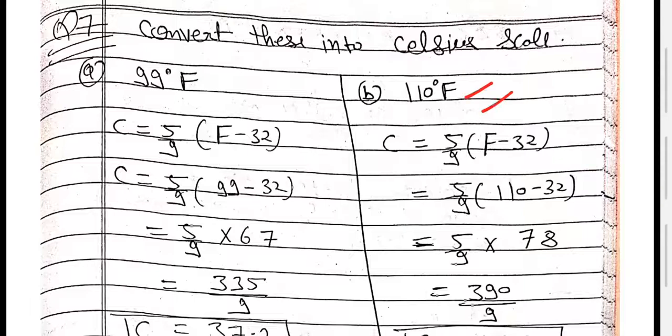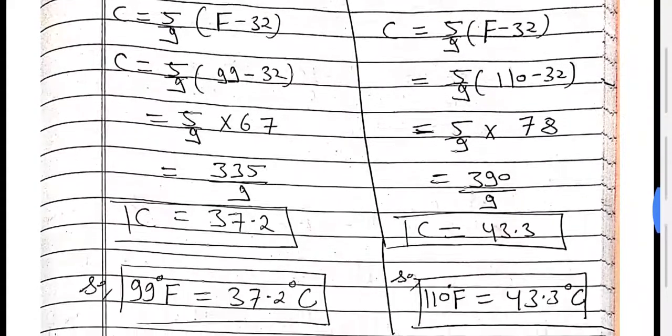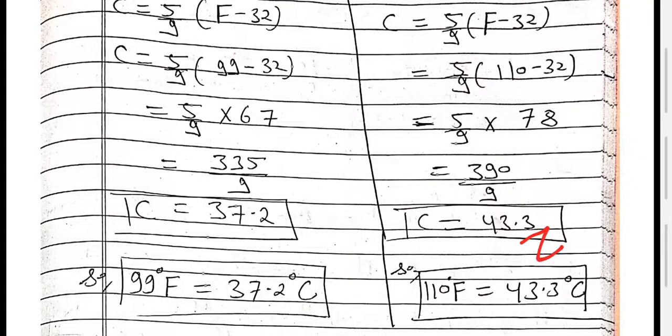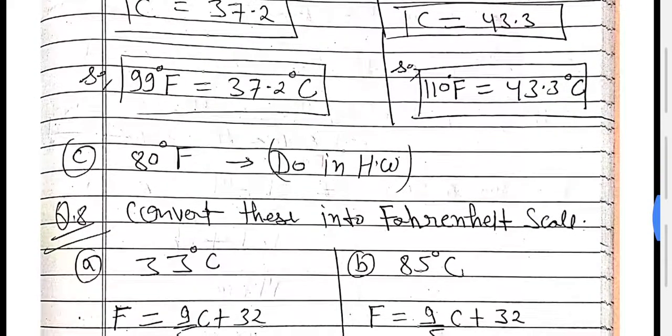Now the second, 110 degrees Fahrenheit. Write the formula C is equal to 5 by 9 times F minus 32. Write the value of F, 110. Now when you subtract, it becomes 78. Now multiply by 5, it becomes 390. 390 divided by 9 becomes 43.3. So 110 degrees Fahrenheit is equal to 43.3 degrees Celsius. The C part you have to do by yourself in homework.